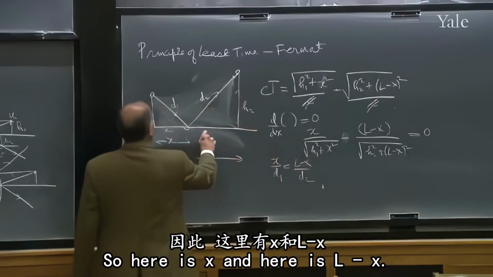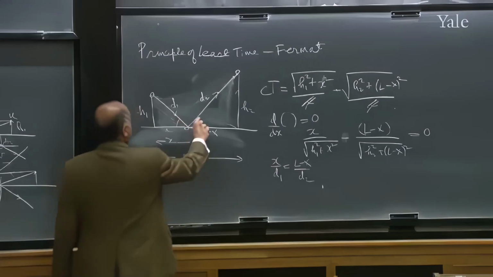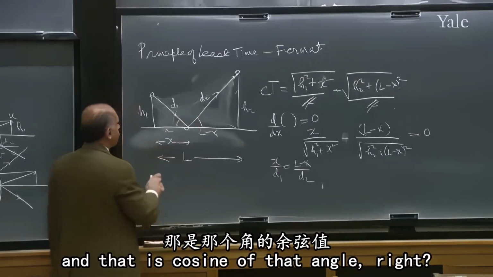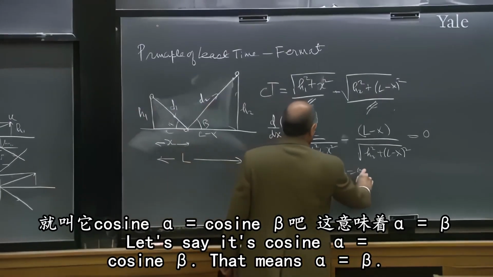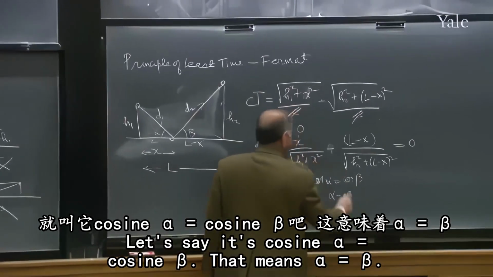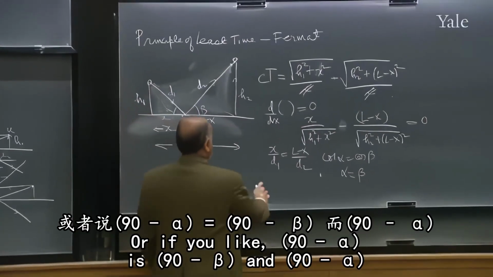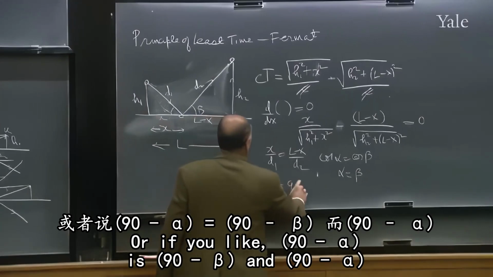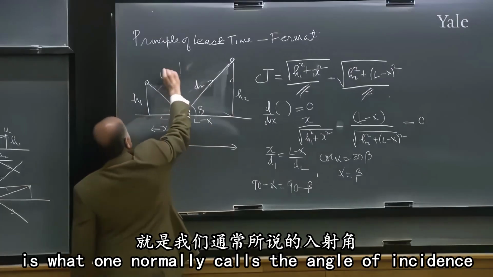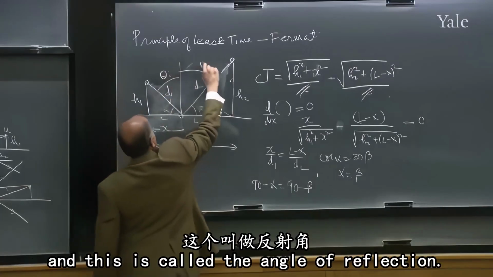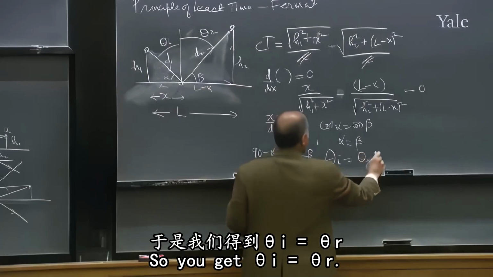So here is x, and here is L minus x. So x over d1 is cosine of this angle, and that is cosine of that angle. Right? So I don't know what you want to call it. It says cosine alpha is equal to cosine beta. That means alpha is equal to beta. Or if you like, 90 minus alpha is 90 minus beta, and 90 minus alpha is what one normally calls the angle of incidence, and this is called the angle of reflection. So you get theta I equal to theta R.